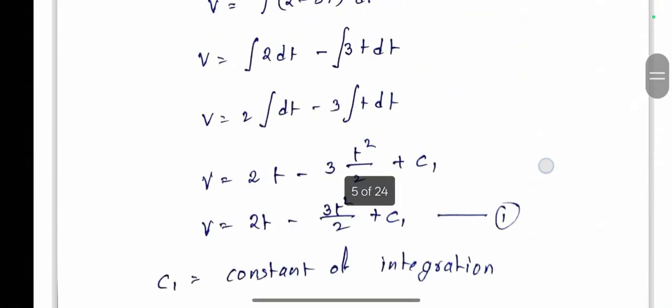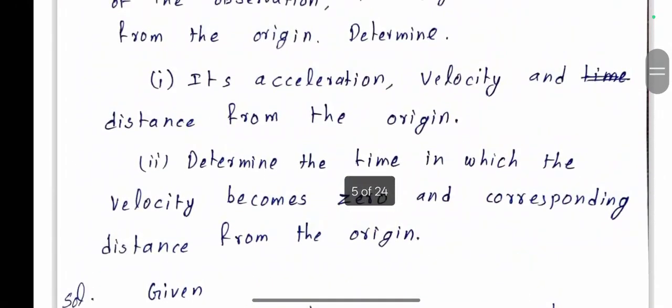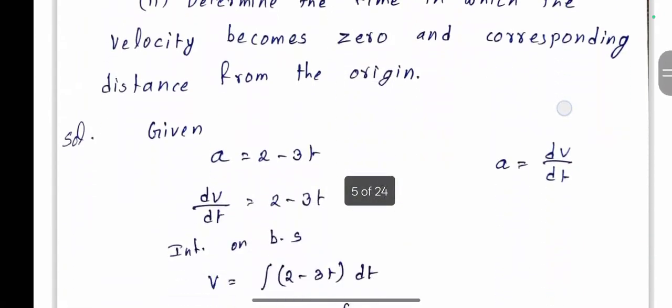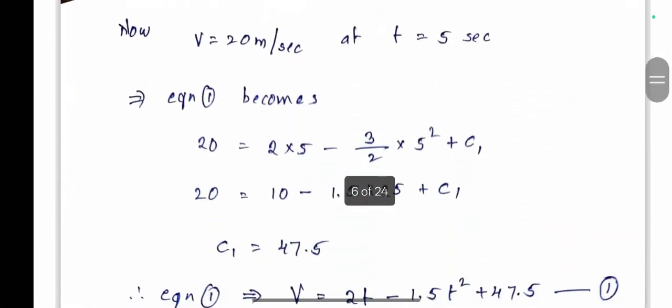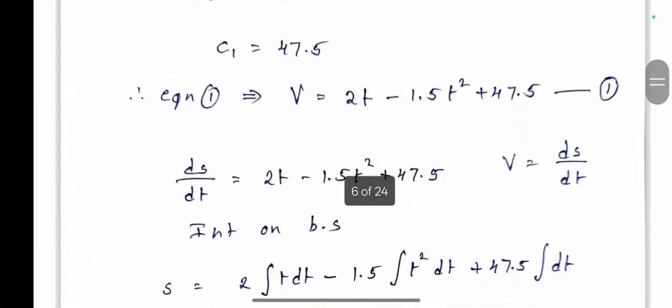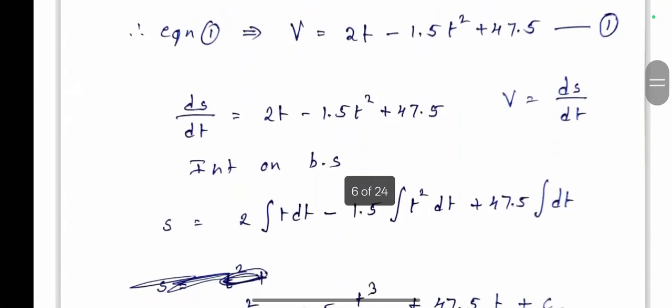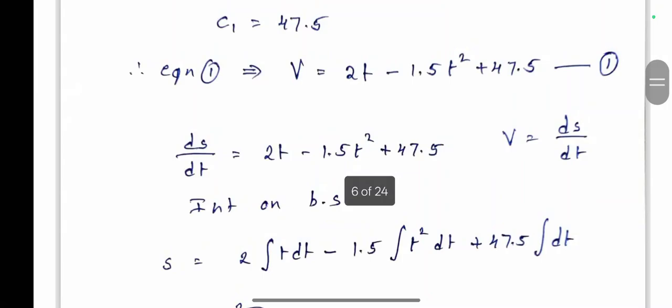Next, in the first condition, if you see, we need acceleration, velocity and the distance. So what is the distance? Velocity is equal to the rate of change of displacement. Therefore, by mathematical equation, capital V will become ds by dt. So ds by dt, by substituting the value in place of capital V, is equal to 2t minus 1.5 t square plus 47.5.